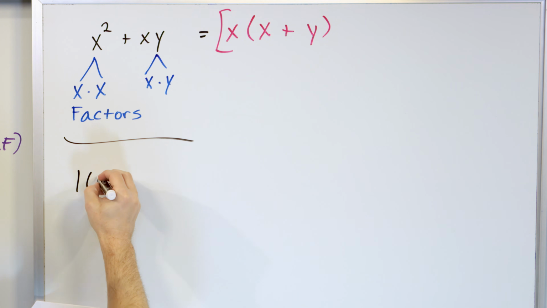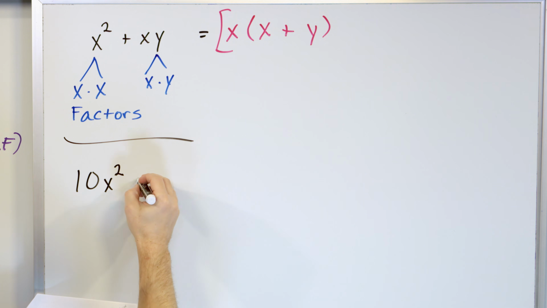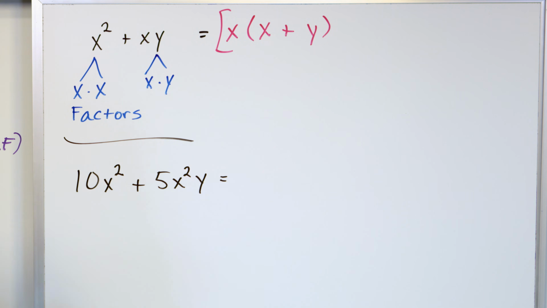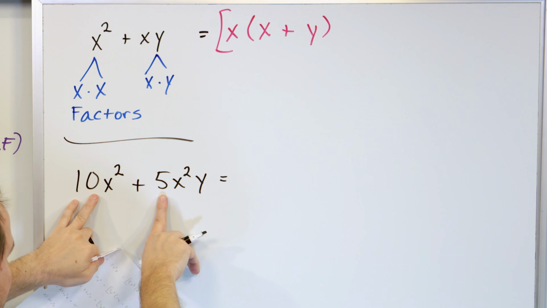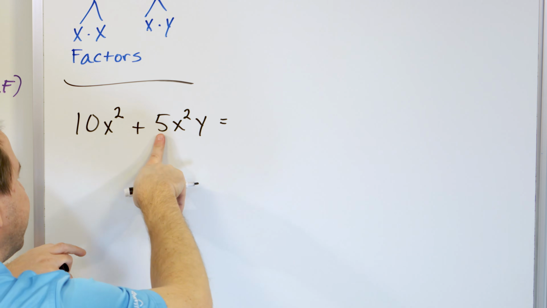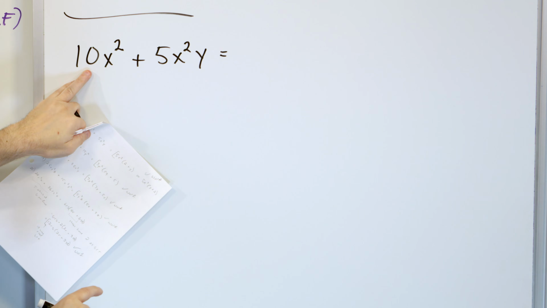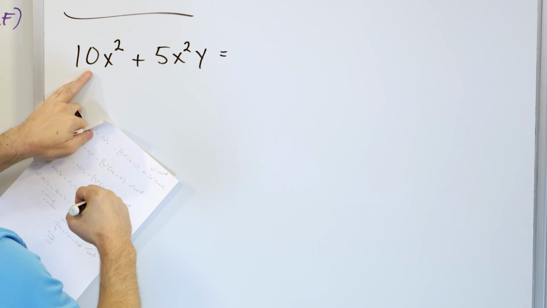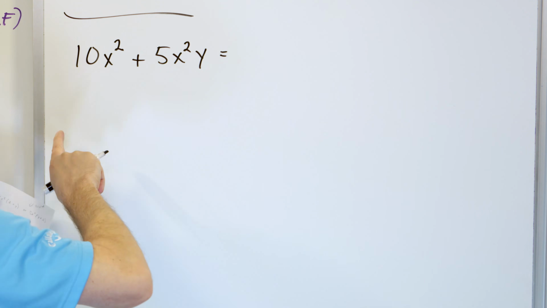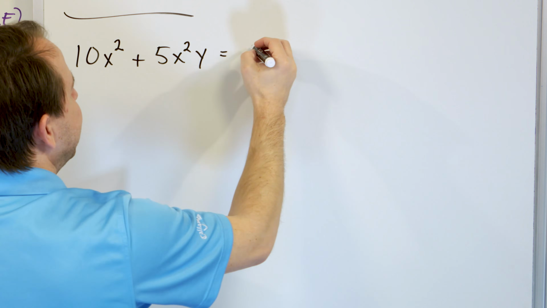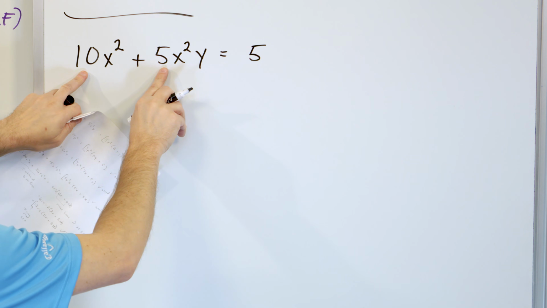What if I had 10x squared plus 5x squared y? And I want you to write the factored form of this. So what would be common as far as numbers to both of these expressions? Well, 5 times 1 is 5. 5 times 2 is 10. That's the biggest thing that I can actually pull out, because whatever you pull out has to then be multiplied by something to give you this, right? So I'm going to pull out a 5. It's the biggest thing common to both of these.